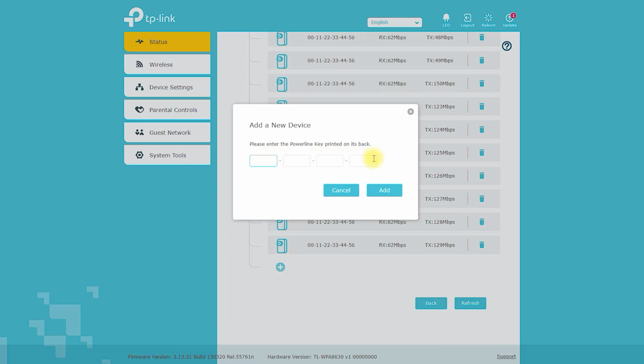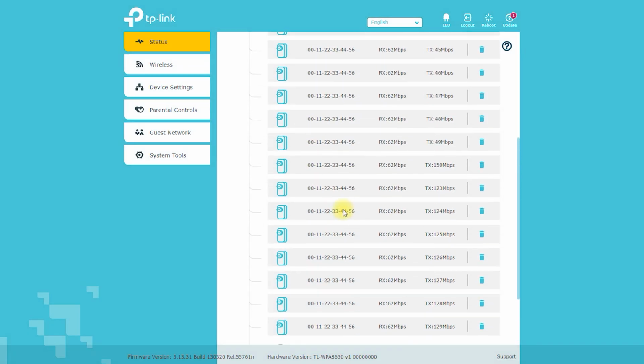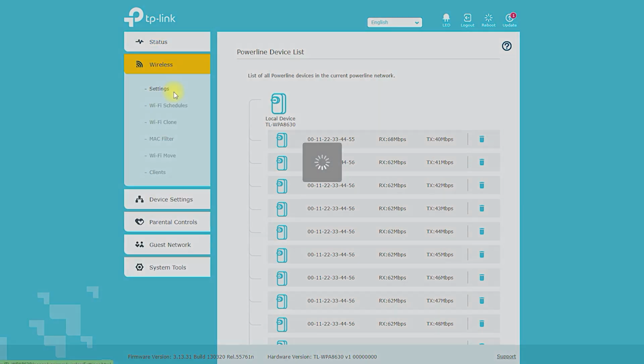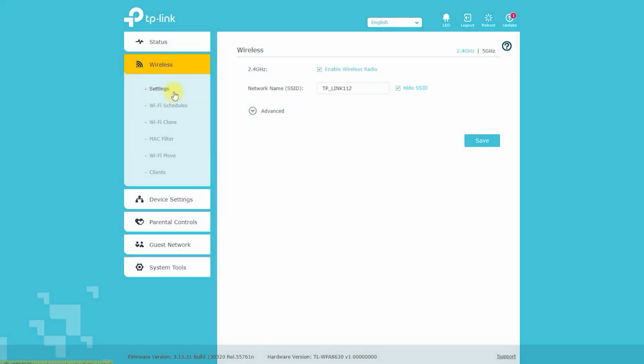Performance. The TL-WPA8630P kit is capable of delivering fast and reliable Wi-Fi coverage throughout your home. The adapter's HomePlug AV2 technology ensures that the signal is strong and stable even when multiple devices are connected to the network. The 802.11 AC Wi-Fi provides fast speeds, making it ideal for streaming videos, gaming, and other data-intensive activities.